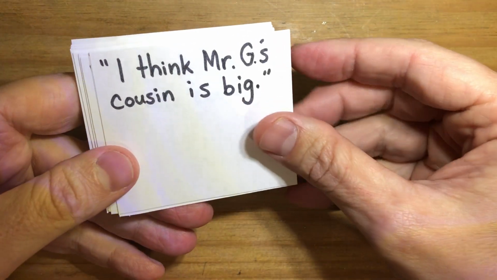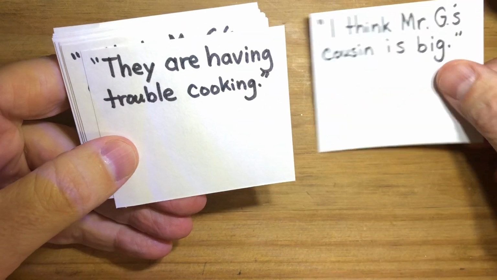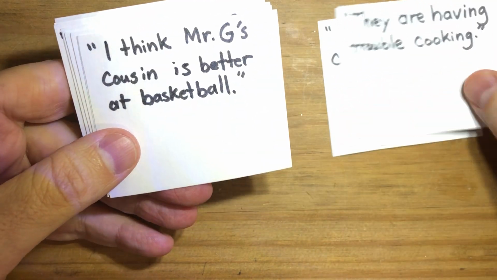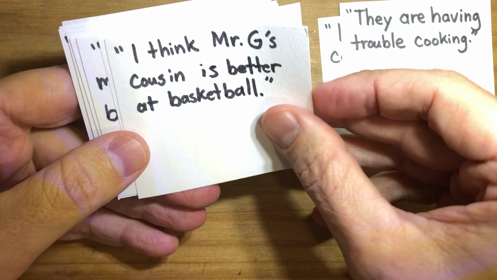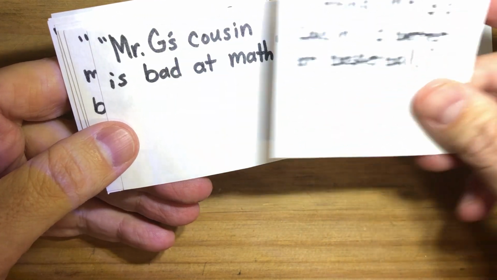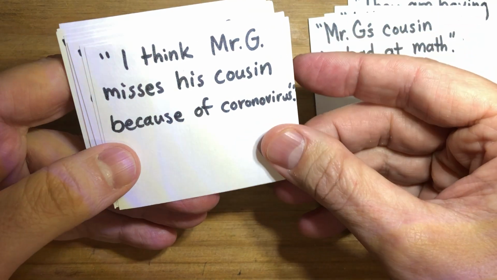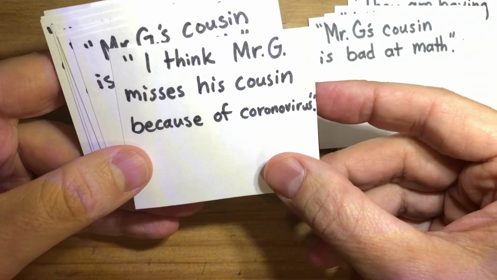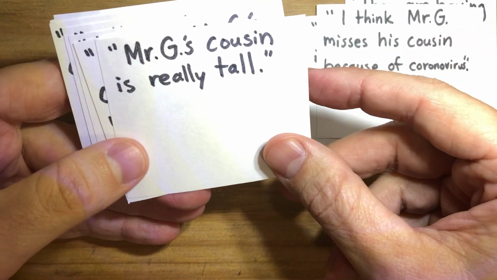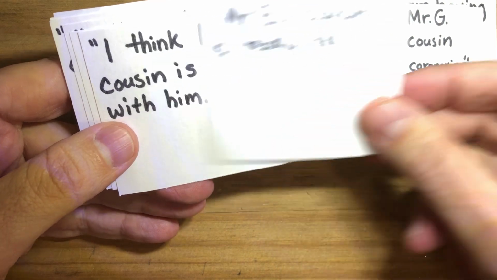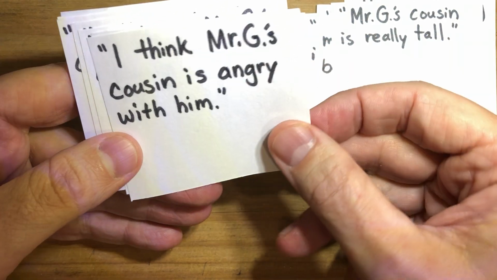So I wanted to just share with you some of the guesses that we had. Some people, I think Mr. G's cousin is big. They're having trouble cooking. I think Mr. G's cousin is better at basketball. Well, that's probably possible. Mr. G's cousin is bad at math. I think Mr. G misses his cousin because of coronavirus. That's an excellent guess. Mr. G's cousin is really tall. No, that's not it. I think Mr. G's cousin's angry with him.